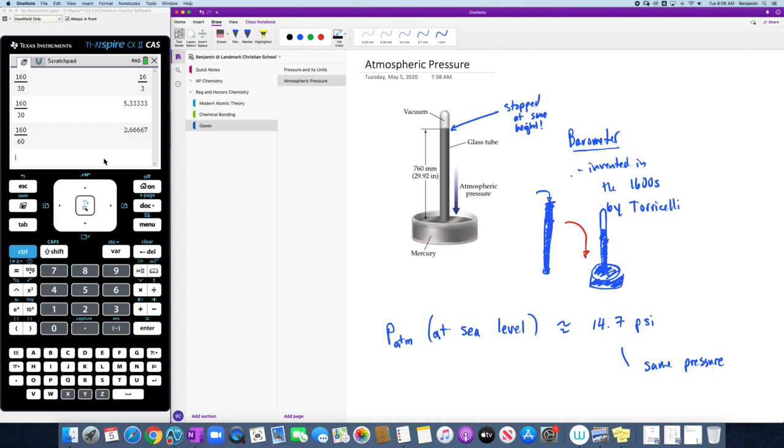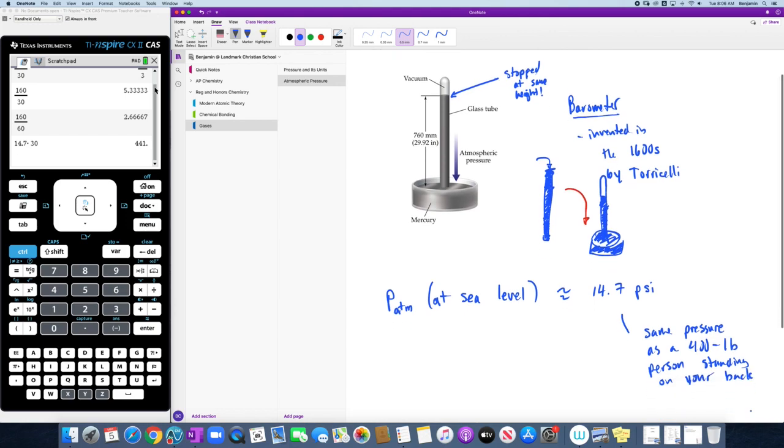Let's assume that that person has the same area, square inches of a foot, that I do. 14.7 times the area, 30 square inches. Person weighs over 400 pounds. So let's just say same pressure as a 400 pound person standing on your back on 1 foot.